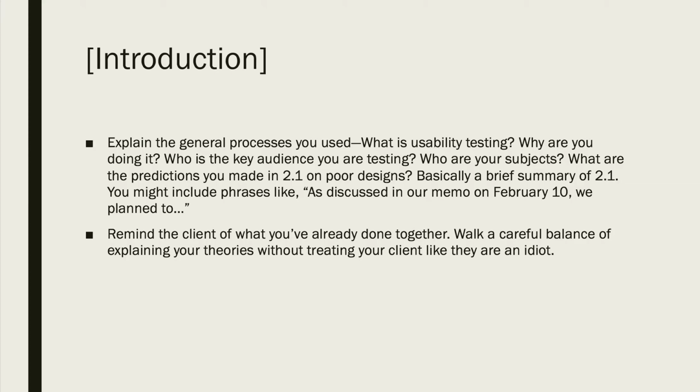What are the predictions you made in assignment 2.1 on poor design? Basically, you're going to give a brief summary of 2.1. So you might include phrases like, as discussed in our memo from February 10th, we plan to do such and such. Keep in mind that like all of these assignments, 2.1, 2.2, 2.3 all link together. You're establishing rapport with the client and reminding them what you've done. So you can refer back to those memos as you go. And then again, remind the client of what you've already done together.